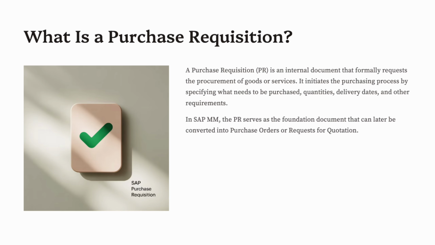Core concept. A PR is a request initiated by a department or user to procure materials or services. It records critical details, material numbers, quantities, delivery dates, storage locations, and account assignments, so procurement teams can plan and action correctly. SAP object. In SAP, PRs are stored as purchase requisition documents, transaction type NB, each assigned a unique PR number. You create them in ME51N, view or change them in ME52N, and monitor via ME53N.